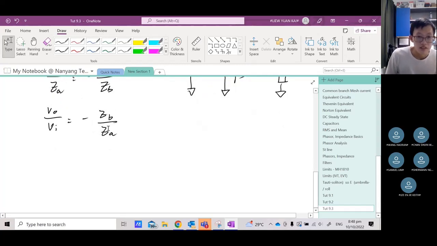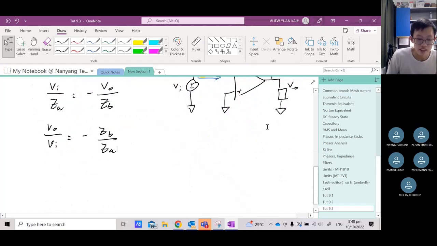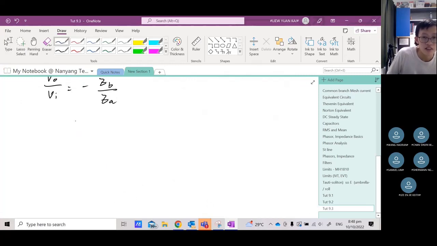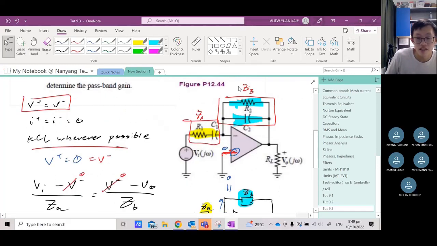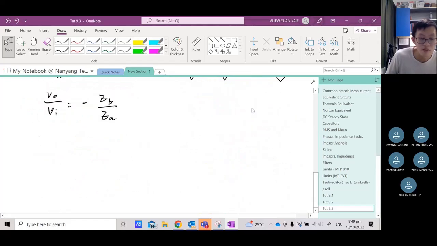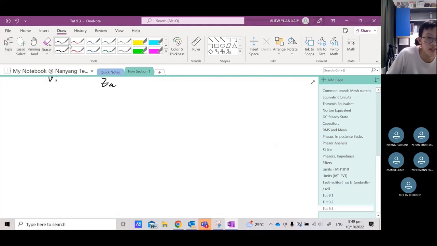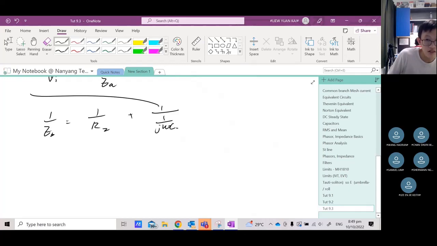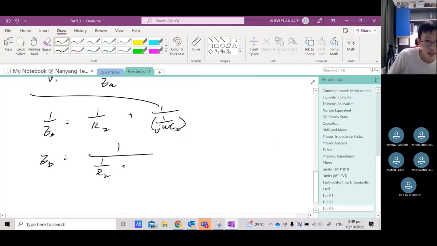Okay, so now we need to find ZB and ZA, correct? So let us just do that. Let us tackle ZB first because it is more difficult. So ZB, look at the devices. These two, the R2 and C2, are in parallel. So we need to use the parallel formula, total impedance in parallel. So that means 1 over ZB is equal to 1 over R2 plus 1 over j omega C2, correct? So if we make ZB the subject, we should get 1 over (1 over R2 plus j omega C2), right?